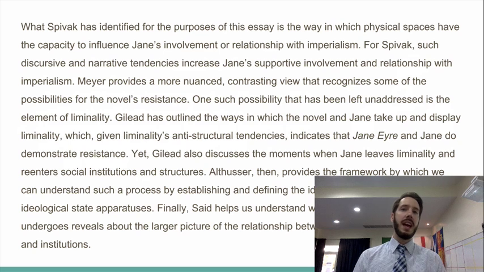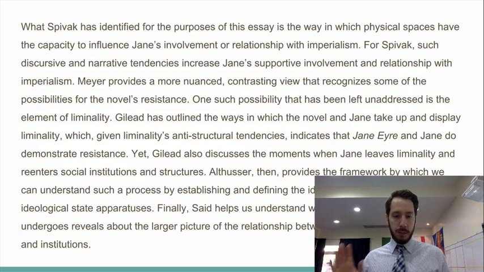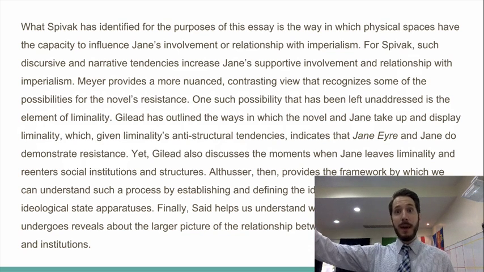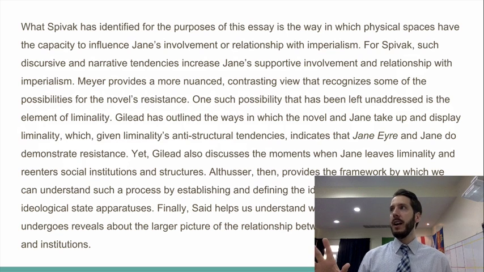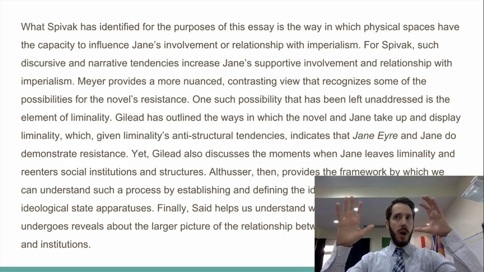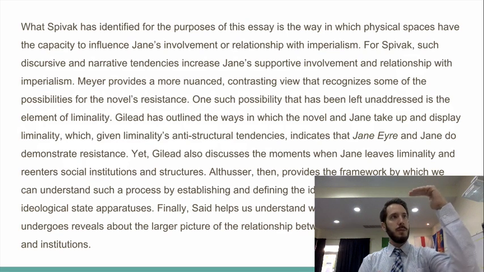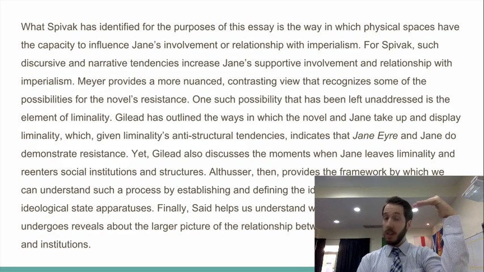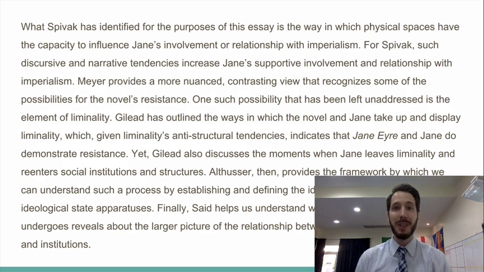So let's take a look at a great example of synthesis. This comes from an English literature research paper on Jane Eyre. What this person has done is they took all these different sources and they explained what the sources were saying, and they analyzed them and extended them out. But at the end of this section, they took all of their sources and connected them all together to support the claim that they were making. So let's take a look at this.